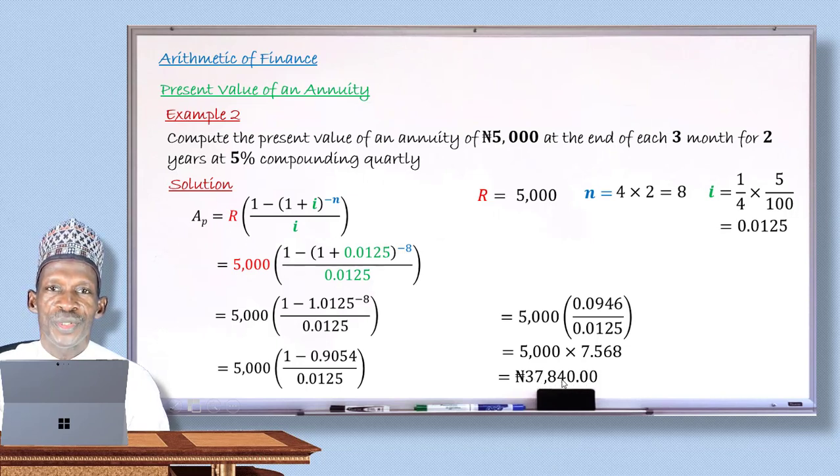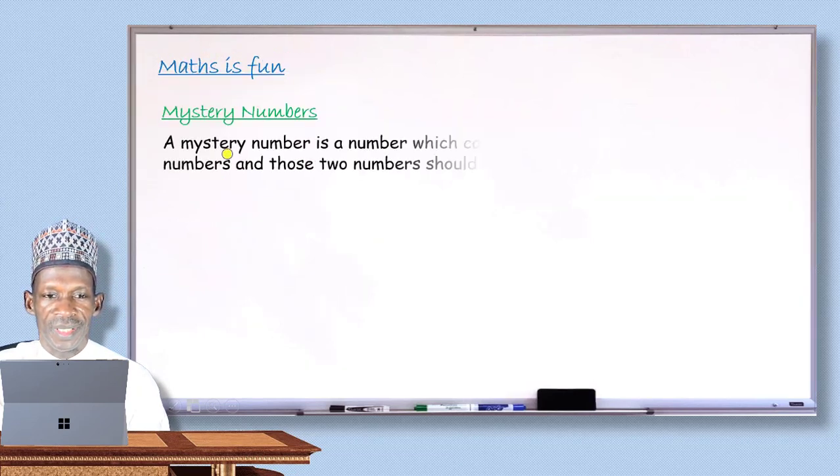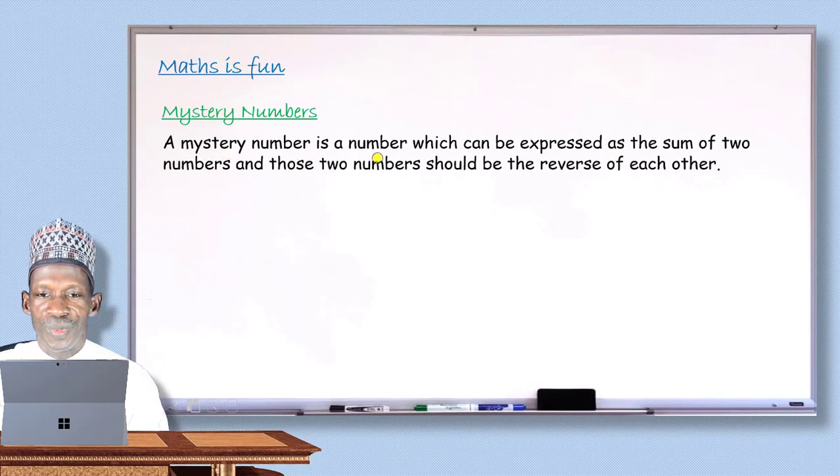With this, I have come to the end of this very lesson, my dear student. I hope you find it resourceful. And let me just move quickly to the last segment, Maths is Fun, and explain what mystery numbers are. A number is a mystery number if that number can be expressed as the sum of two numbers, and those two numbers should always be reverses of each other.